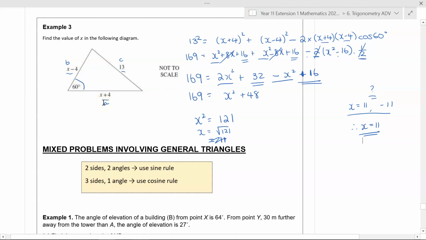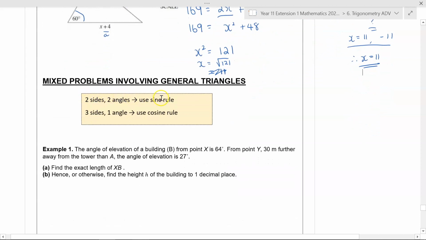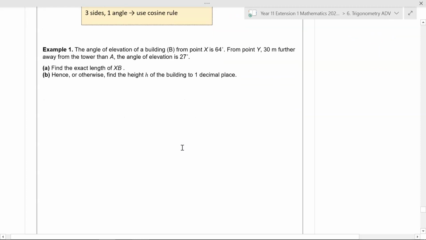Okay, that's it that I'm going to do today. Recap: 2 sides, 2 angles, we use sine rule. 3 sides, 1 angle, use cosine rule. We'll go through some mixed problems in class. Have a read, feel free to work ahead. However, we will go through those in class as an example.